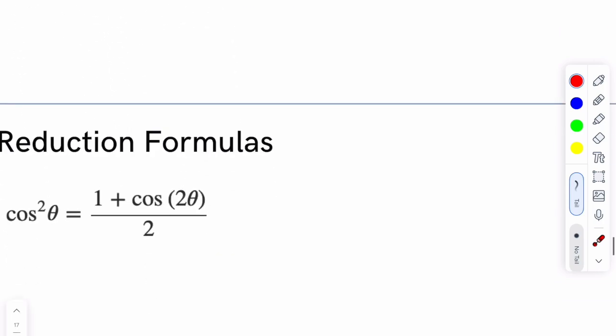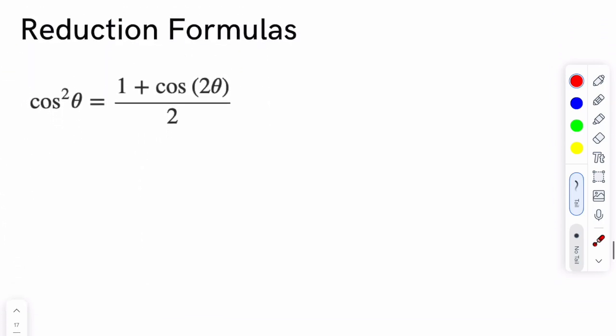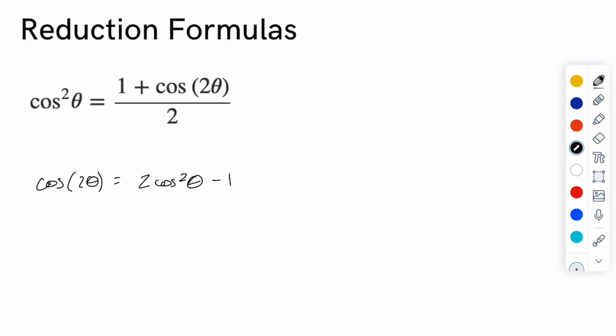The same thing can be said here. Cos squared theta is equal to 1 plus cos 2 theta over 2. Remember, cos 2 theta is equal to 2 cos squared theta minus 1, which means that 1 plus cos 2 theta is equal to 2 cos squared theta, which means that cos squared theta is 1 plus cos 2 theta over 2. Brilliant.